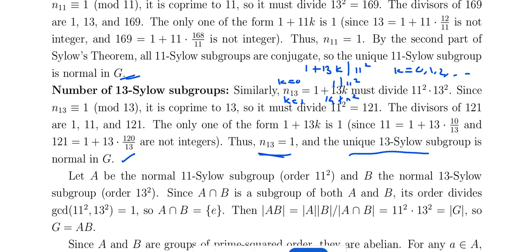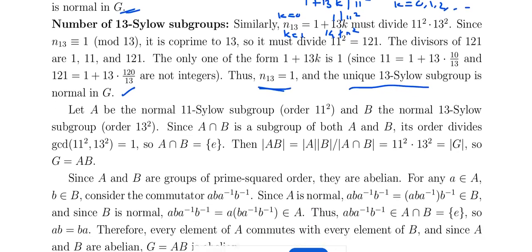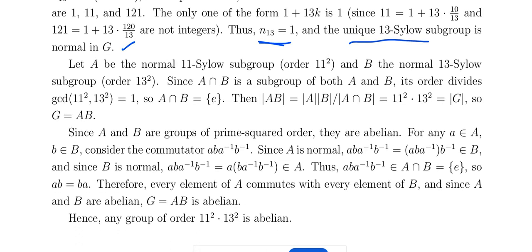Now we have found the number of 13 Sylow subgroups and 11 Sylow subgroups. Let A be the 11 Sylow subgroup of order 11 square, and B the 13 Sylow subgroup, which is also normal because it is unique. What is A intersection B? It is a subgroup of both A and B, so its order divides the GCD of 11 square and 13 square, which is 1, that means A intersection B equal to E. So the order of AB equals order of A times order of B divided by order of A intersection B.